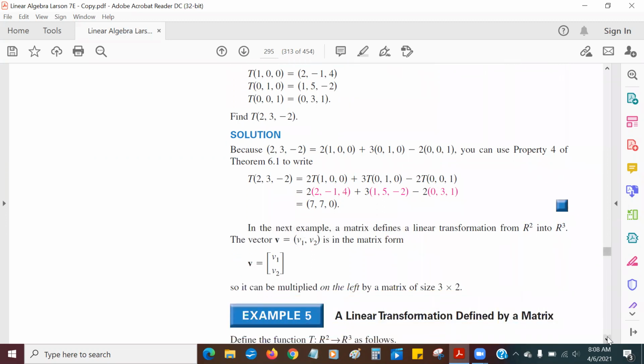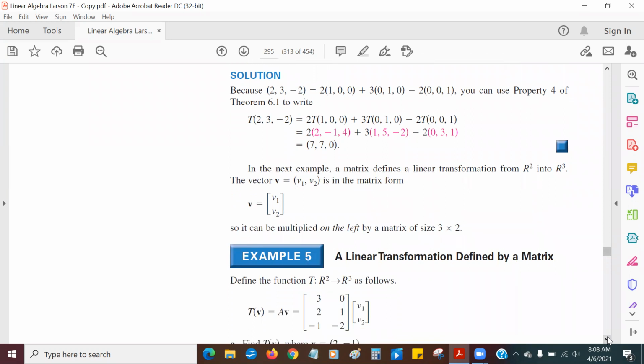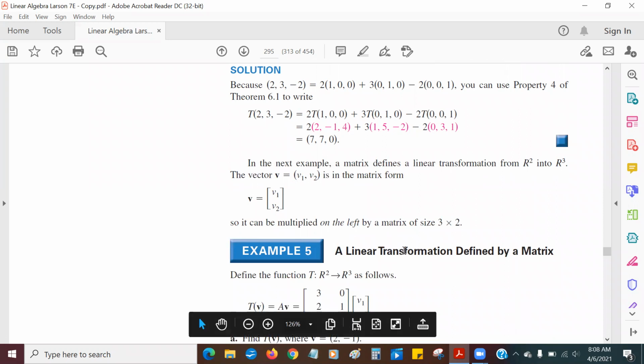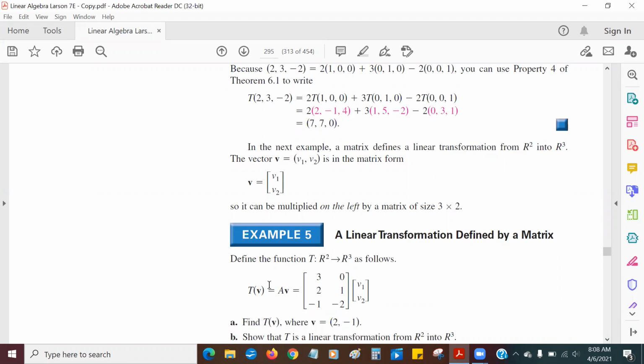So here, this is kind of interesting. We're going to look at a linear transformation, and I'm going to leave it to you to decide that this truly is a linear transformation. So T of v is a vector. Now v is a vector in R2, and T of v is a vector in R3. So here we have a linear transformation where the domain is R2 and the codomain is R3.